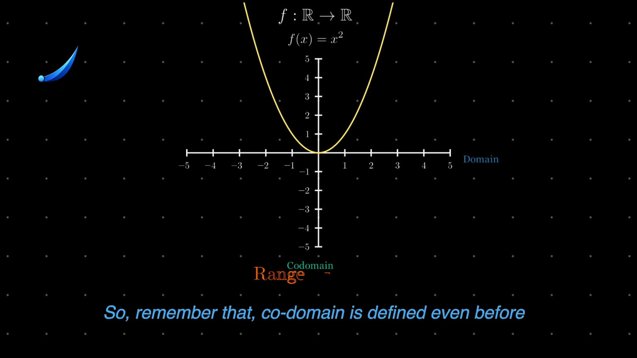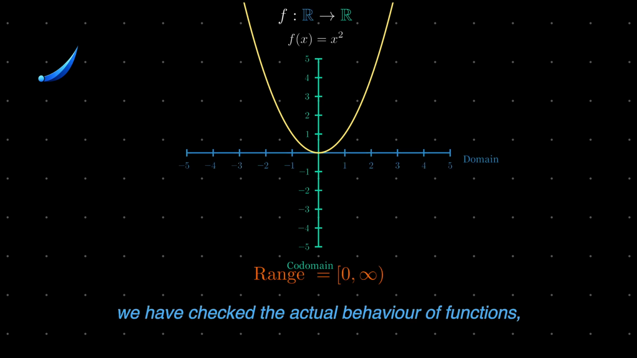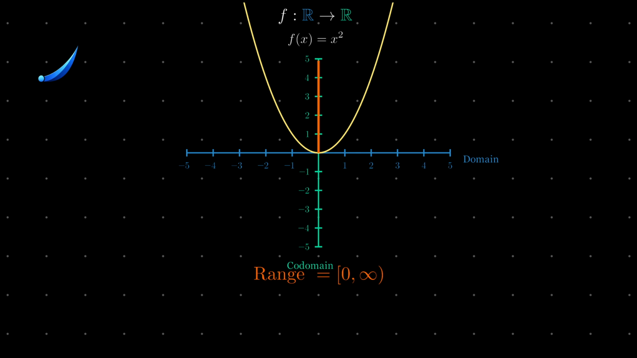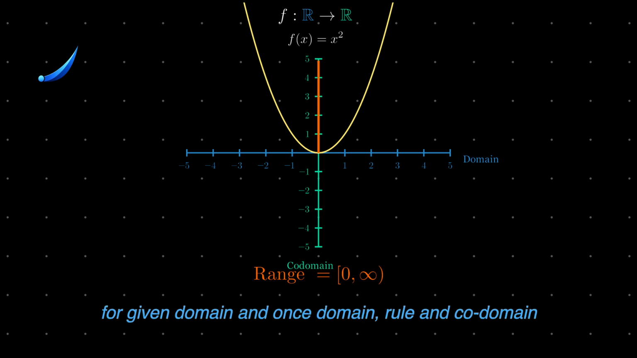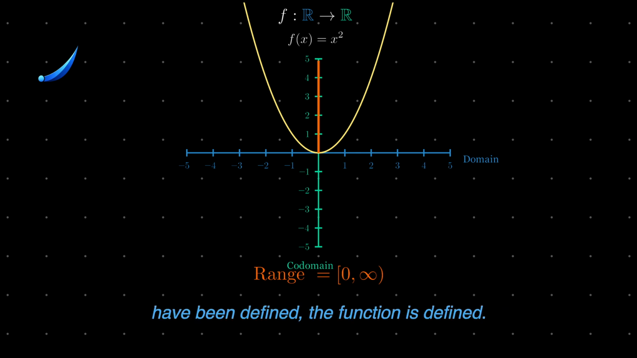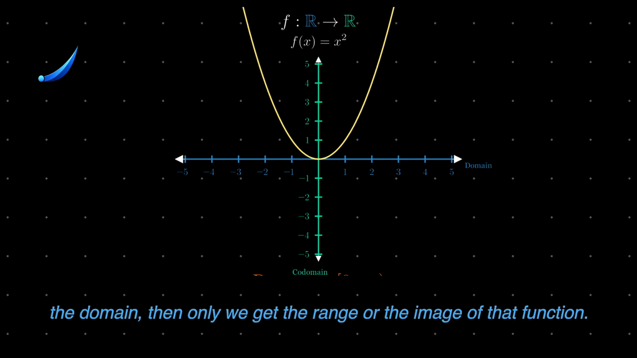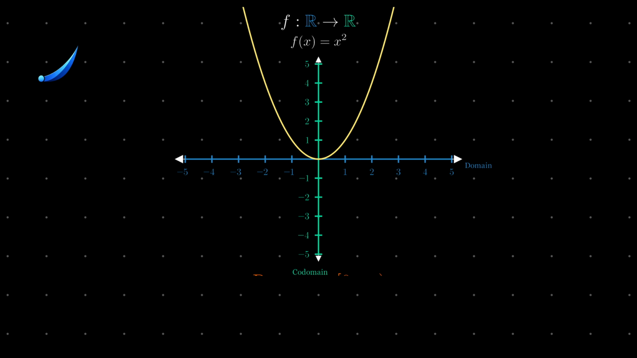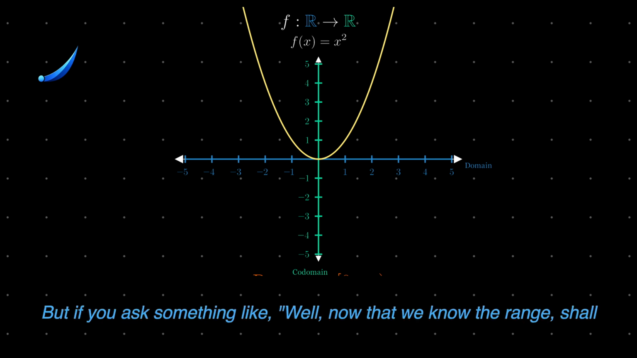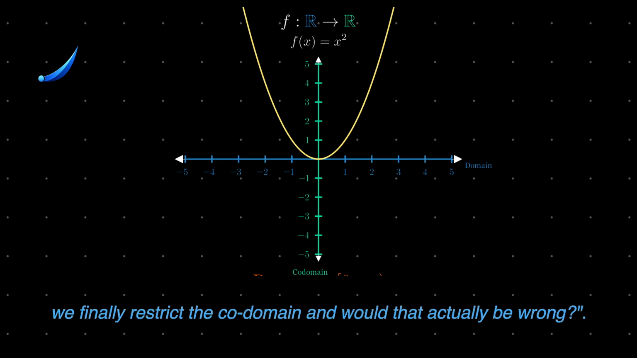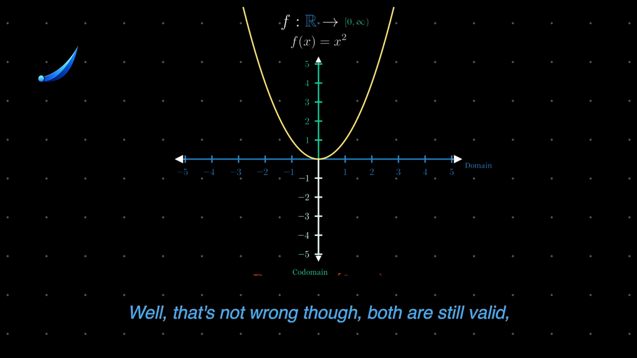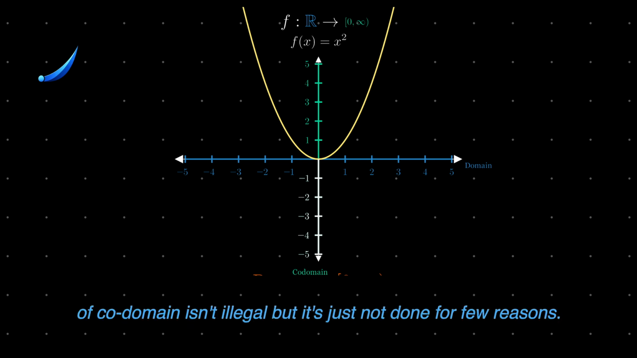So remember that codomain is defined even before we have checked the actual behavior of the function for the given domain, and once domain, rule and codomain have been defined, the function is defined. And once we apply the function over the domain, then only we get the range or the image of that function. But if you ask something like, well, now that we know the range, shall we finally restrict the codomain? And would that actually be wrong? Well, that's not wrong though. Both are still valid, meaning that restriction of codomain isn't illegal, but it's just not done for a few reasons.